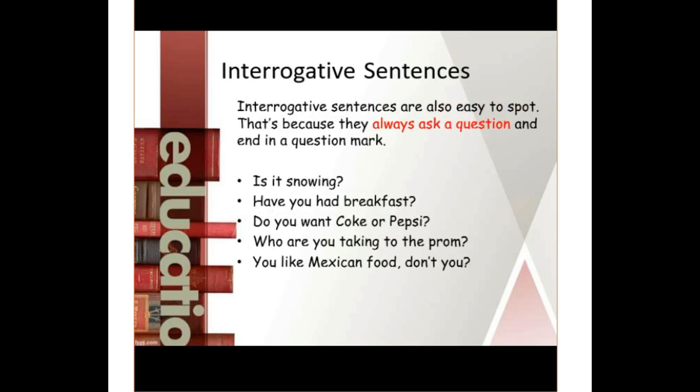Interrogative sentences are also easy to spot. That's because they always ask a question and end in a question mark. Is it snowing? Have you had breakfast? Do you want Coke or Pepsi? Who are you taking to the prom? You like Mexican food, don't you?